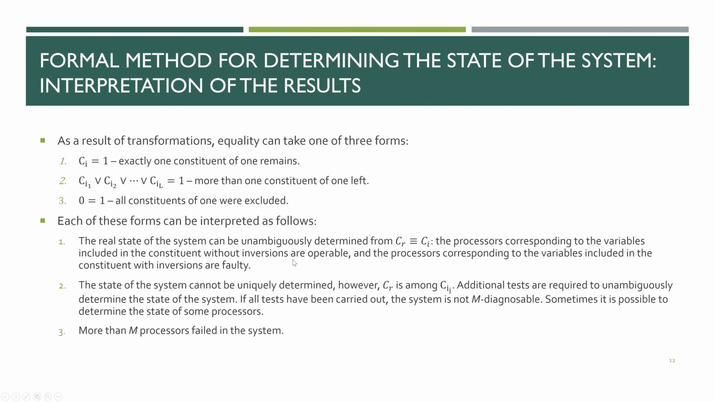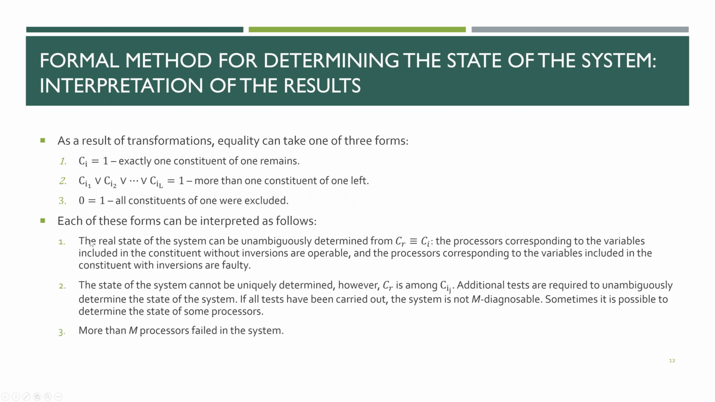As a result of the transformations, equality can take one of three forms. The first one is when exactly one of the constituents of one remains. The second one is when more than one constituent of one is left. And the third one is when all constituents of one are excluded. Each of these forms can be interpreted as follows.